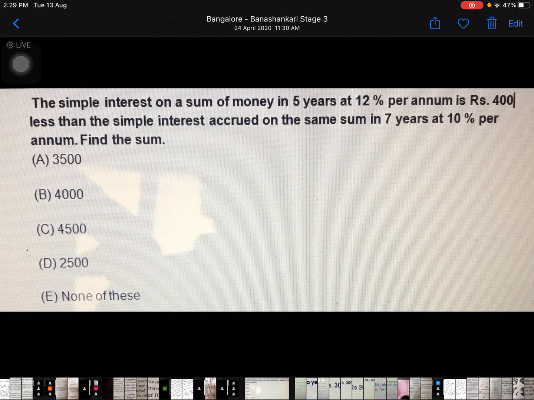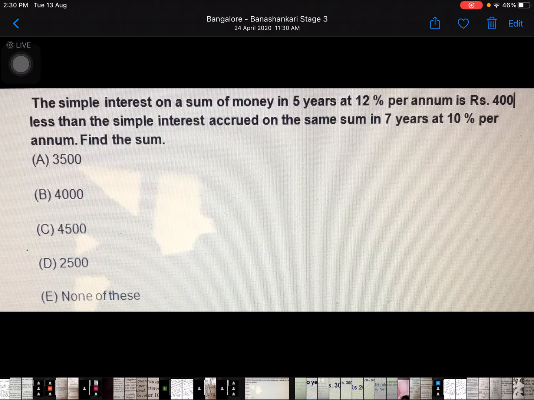Let us do some small problems on simple interest and compound interest. The simple interest on a sum of money in 5 years at 12% per annum is 400 rupees less than the simple interest that occurred on the same sum in 7 years at 10% per annum.